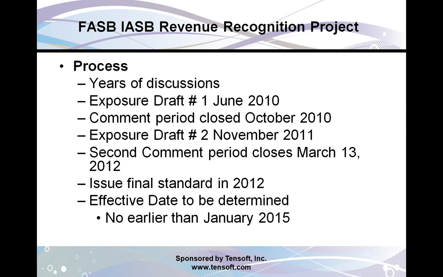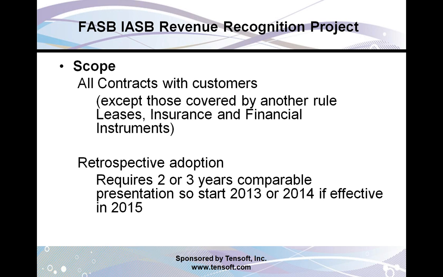The first exposure draft came out in June of 2010. Comment period closed in October of 2010. There were so many comments that they took a whole year to redraft the exposure draft, responding to those comments, and they issued a new exposure draft in November. And as I indicated earlier, the second comment period closes today. The plan is to issue the final standard this year and have it be effective at the earliest in 2015, hopefully 2016.